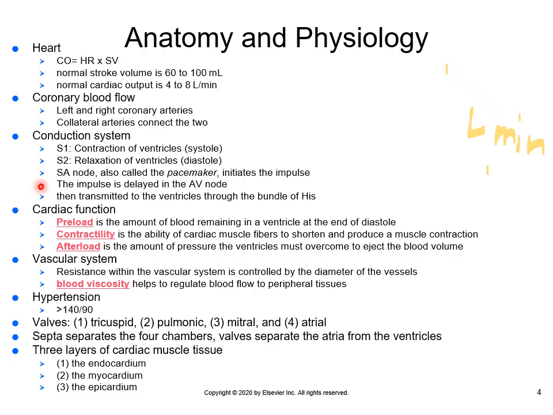All right, then let's go over S1 and S2, which we will hear whenever we listen to the heart sounds. We call them S1 and S2. S1 is the systole. This is the contraction of the ventricles. You will hear it as lub, because the heart goes lub dub, lub dub. So S1 is the lub part. Let me write that down. S1, S2, right?